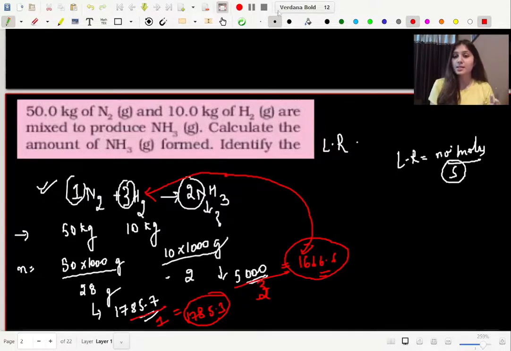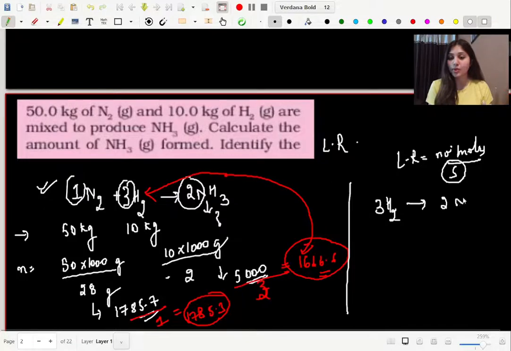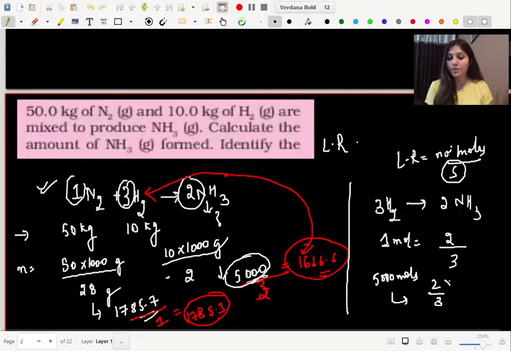So now I guess the calculation is simply nothing but your unitary method. So let's do that. Okay, so now 3 moles of H2 gives rise to 2 moles of NH3. Is that clear? I can see that from the balanced chemical equation. Now 1 mole is going to give rise to 2 divided by 3. And how many moles do I have? I have 5000 moles, right? So 5000 moles of H2 is going to give rise to 2 by 3 into 5000 moles of ammonia, which is NH3.